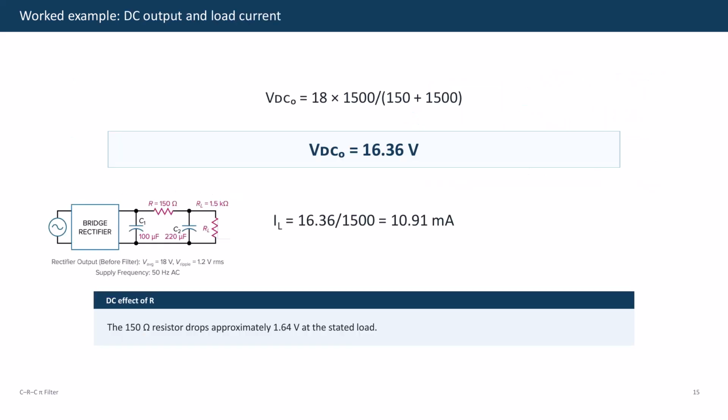For direct current, use the voltage divider relation. 18 volts multiplied by 1500 divided by 1650 gives 16.36 volts at the load. Dividing by the 1.5 kilo load gives 10.91 milliamperes. The resistor therefore causes about 1.64 volts of DC loss at this operating point.